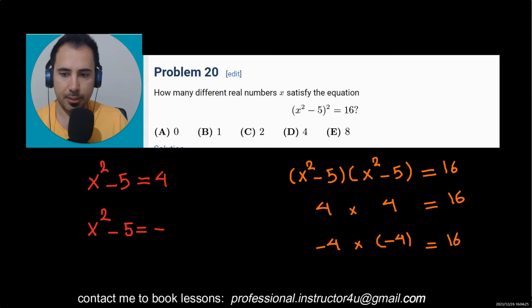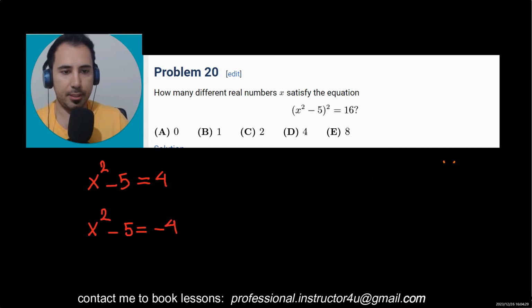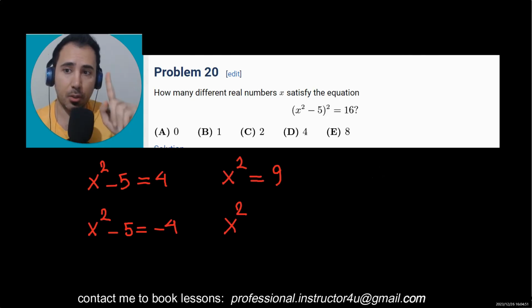So that's going to be -4. So we're no longer going to need any of this, okay? So both sides, +5 added to both sides. We're going to have x squared is equal to 4 plus 5, which is 9. This one, again, add +5 to both sides. So then it's going to be +5 minus 4, 1.